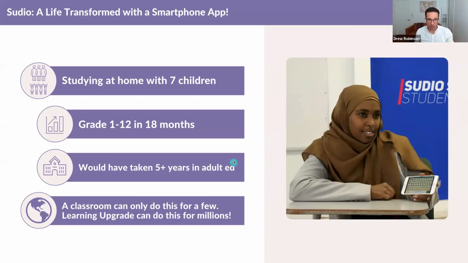She saw how much it was working for them. And then she got started and absolutely took off. And she was able to complete all of our courses in an 18-month period. And this is a journey that would have traditionally taken more than 5 years in adult education. And with this acceleration, she was able to get into credit-bearing courses at a local community college in a year and a half.